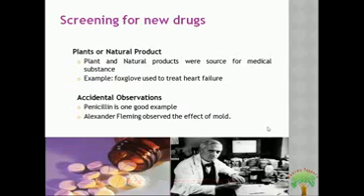the major sources of the screening of the drugs are plant sources and accidental observations. There are various plant sources or natural products which are responsible for the medicinal activity. For example, we can consider foxglove for the treatment of heart failure, and there are many accidental observations for drug molecule identification. For example, penicillin, which was identified by Fleming from the effect of mold.